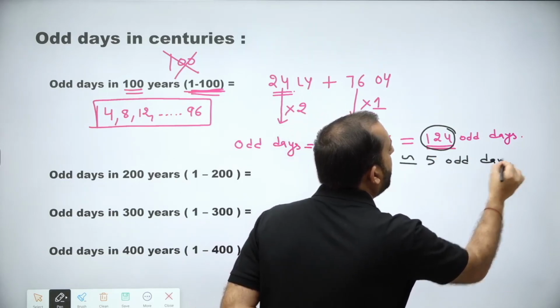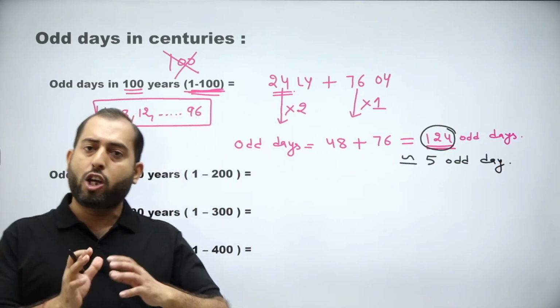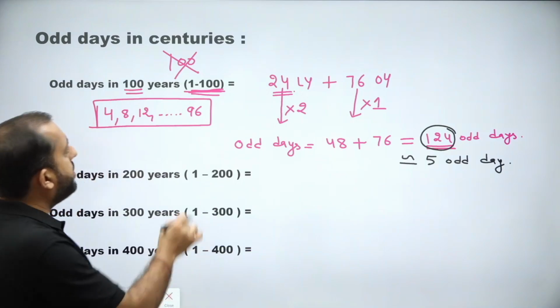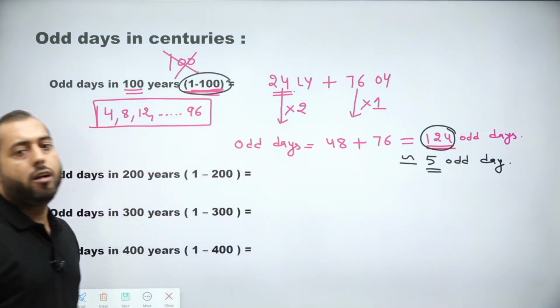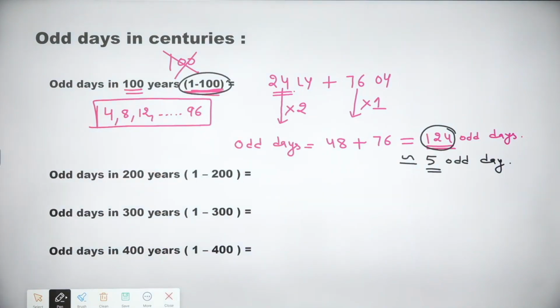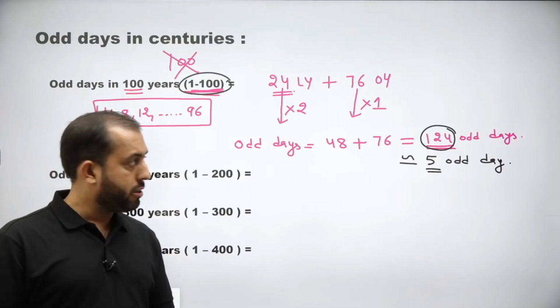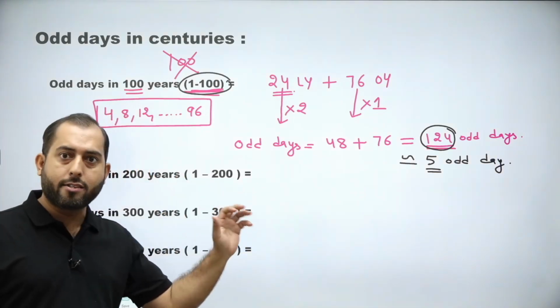Hence, 124 odd days are equivalent to 5 odd days. Hence in 100 years the number of odd days is 5. Kindly write it down. We need to memorize these, because odd days is a very important concept. I hope guys this is clear.